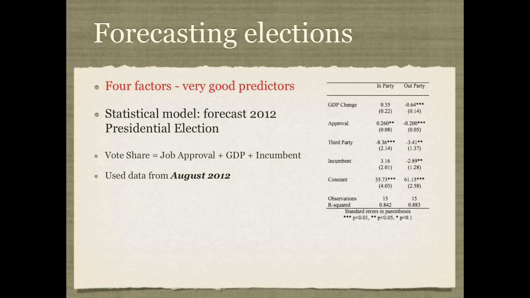Now, if you're a data nerd or a math nerd, here's my model. You'll notice I've got a third-party variable in there. It's not really based on theory. It's just a statistical trick. When a major third-party candidate runs in the election, like Ross Perot in 1992, then we want to control for that because that lowers the vote share for the two major parties. So that's not really important to keep in mind.